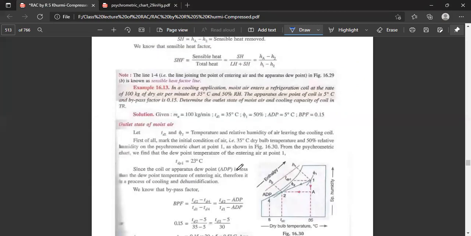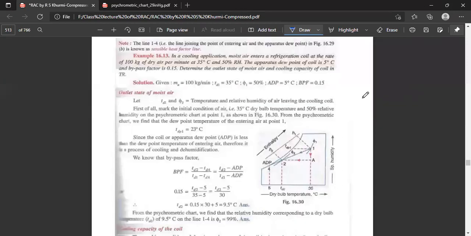Let us go through some problems. In a cooling application, moist air enters the refrigeration coil at a rate of 100 kg of dry air per minute at 35 degrees centigrade and 50% relative humidity. The apparatus dew point of the coil is 5 degrees centigrade and the bypass factor is 0.15. Determine the outlet state of the air and the cooling capacity of the coil in TR. Given: m_a is 100 kg per minute, dry bulb temperature is 35 degrees centigrade, phi 1 is 50%, ADP is 5 degrees centigrade, and BPF is 0.15.